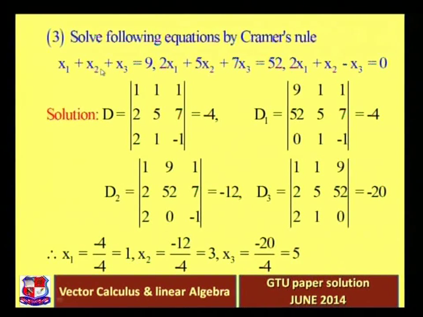The third question: solve the following equations by Cramer's rule. There are 3 linear equations: x1 plus x2 plus x3 is equal to 9, then 2x1 plus 5x2 plus 7x3 is equal to 52, then 2x1 plus x2 minus x3 is equal to 0.